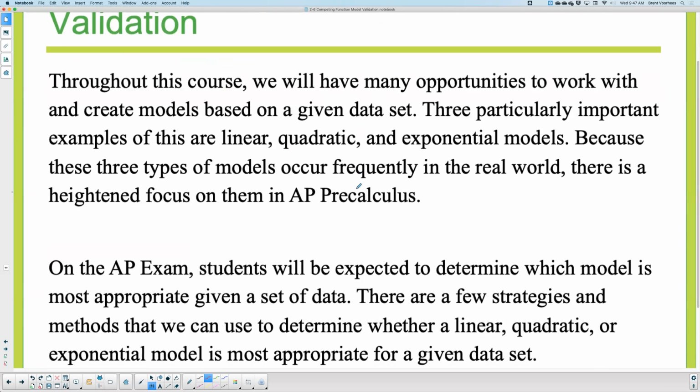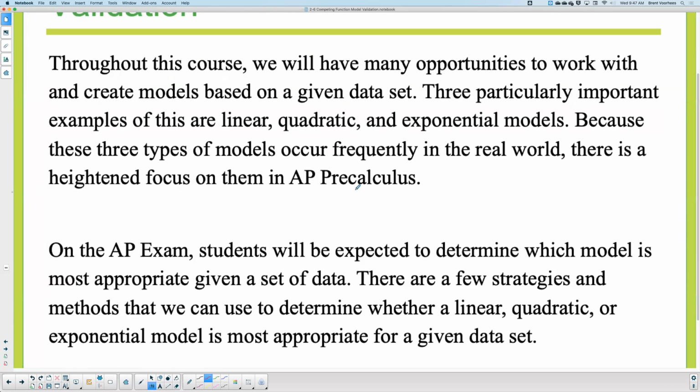All right, so this is just walking you through what I was telling you a second ago, that we're going to go through linear, quadratic, and exponential. They're going to be the most used models that we'll have in AP Pre-Calc, at least by assumption from looking at what documents the AP curriculum has released.